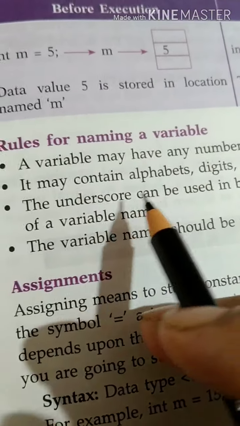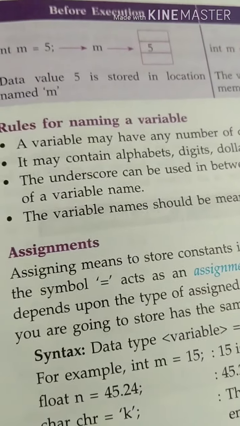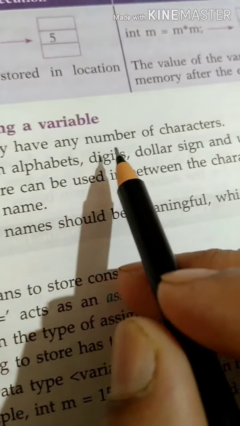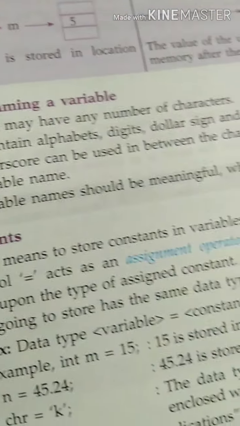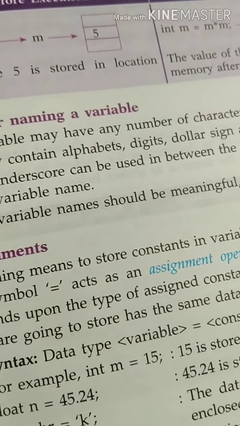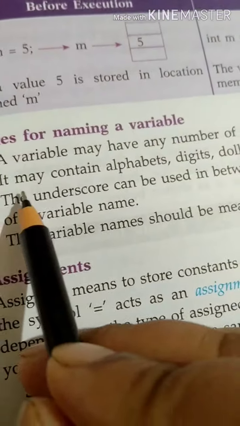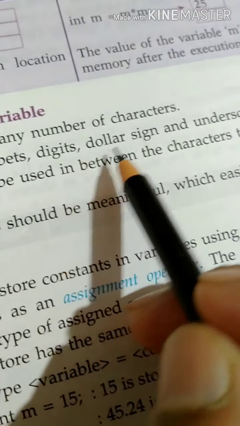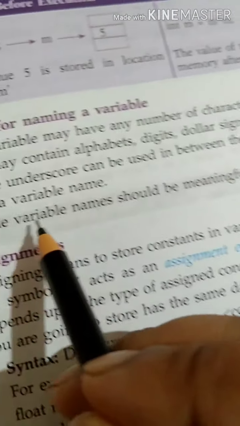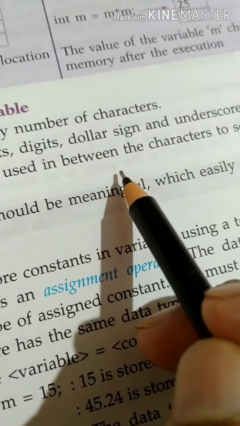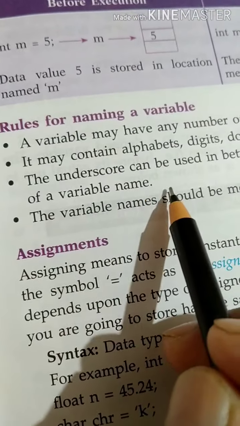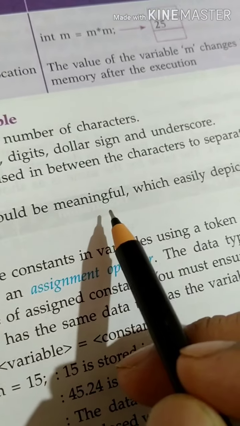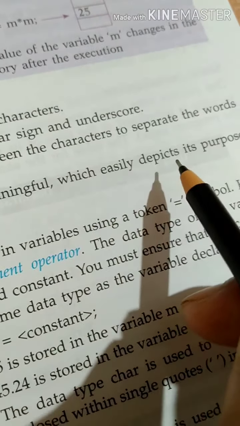Rules of naming a variable. How to name a variable? A variable name may have any number or character, but we have to start with a character. It may contain alphabets, digits, dollar sign, and underscore. The underscore can be used between characters to separate the words of a variable name. The variable name should be meaningful, which easily depicts its purpose.